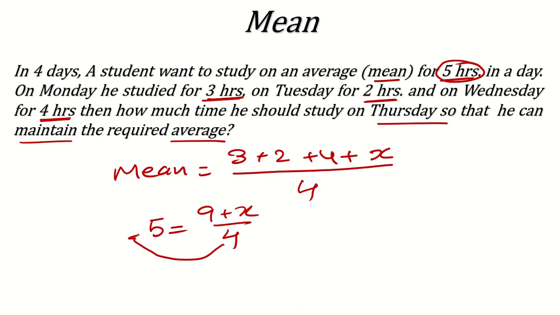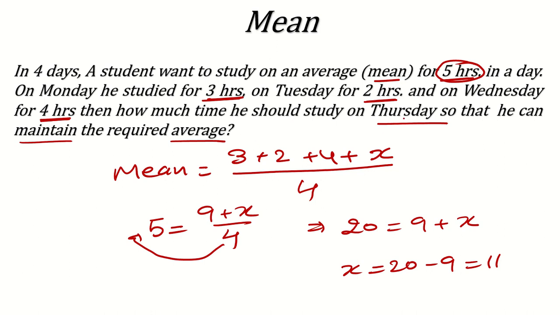4 will be multiplied because on the other side it is in division. So 5 times 4, 20 is equal to 9 plus x. So x is equal to 20 minus 9, that is 11. Please check the calculation whether it is right or wrong. I am sure it is right, but let's check once again.